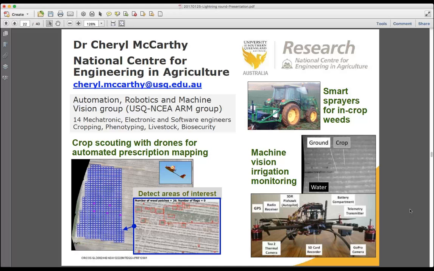I also show weed map or prescription map generation from a UAV. Image analysis applied to the mosaic identified only 0.5% of the whole field was covered with weeds in this fallow situation. And I also show some thermal imagery from a drone in the bottom right there for irrigation monitoring. We also do work in phenotyping livestock and biosecurity applications.